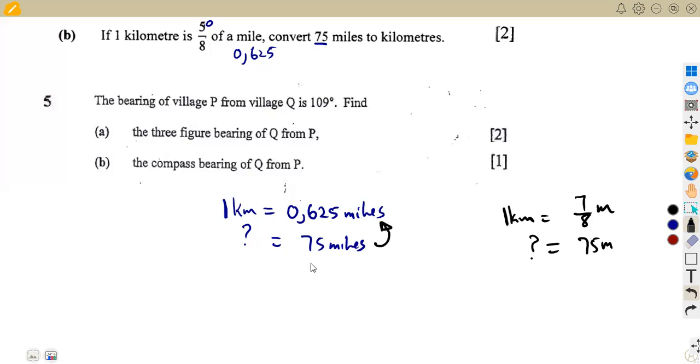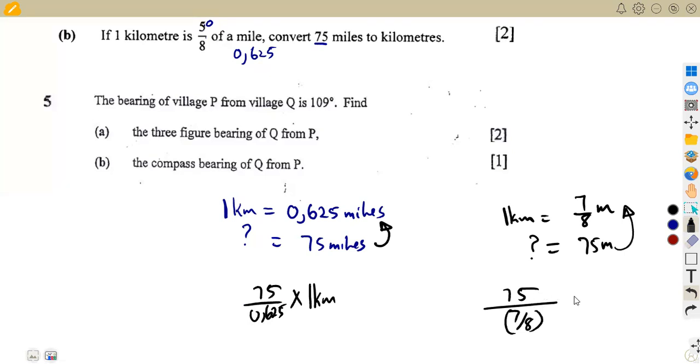So we divide these two, times a kilometer. 75 over 0.625 times a kilometer. Or we are going to have this as 75 over 5/8, times a kilometer in this case. All right, so that is what you're going to have at the end.